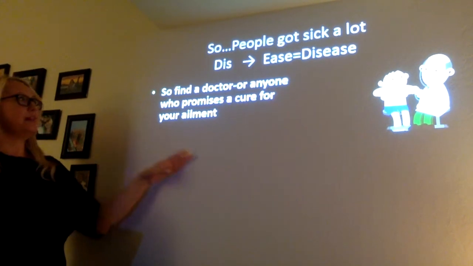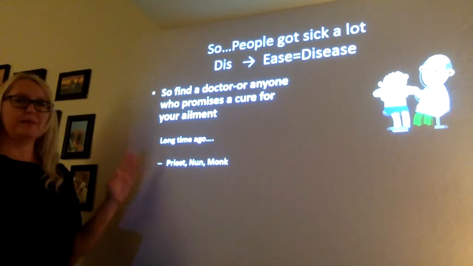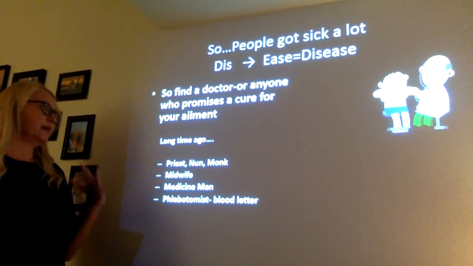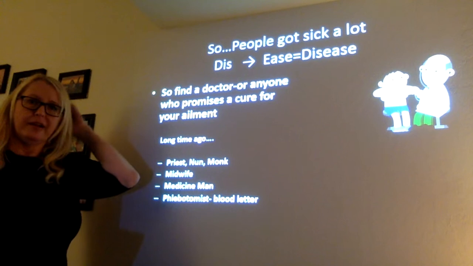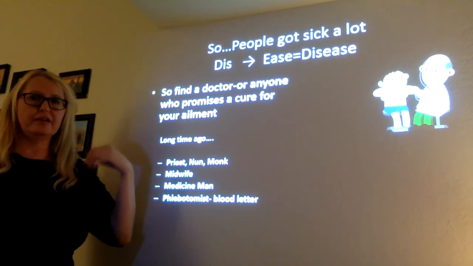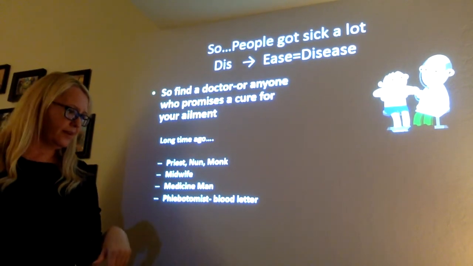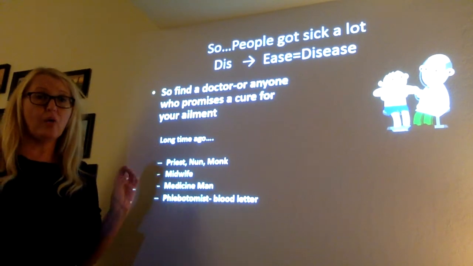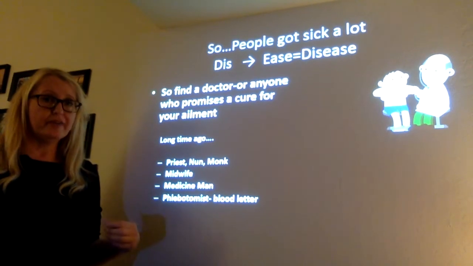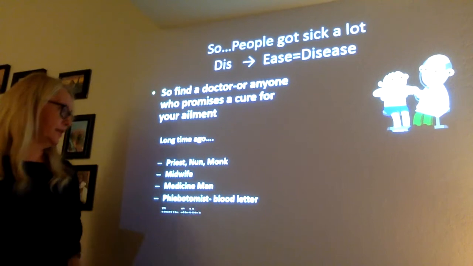And so you would find a doctor, anyone who promised a cure for your ailment, right? And at that time, it might be a priest or a nun or a monk or a midwife. Could be a medicine man, a phlebotomist, which was a bloodletter. And a bloodletter would be somebody who would, like, cut you, and then using different kinds of things like, I can't think of it right now, leeches, right, or cupping. Like, they might use different things to actually try to let the blood out of your body, because they thought if you had a fever, if you let the blood out, then you might be healthier.